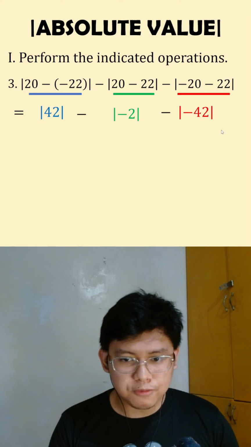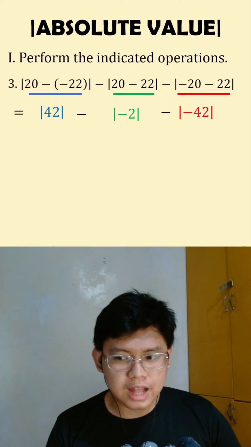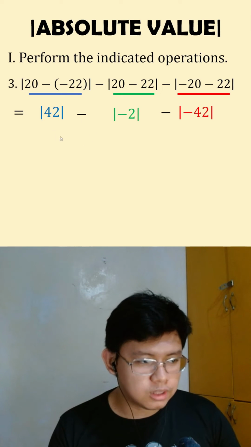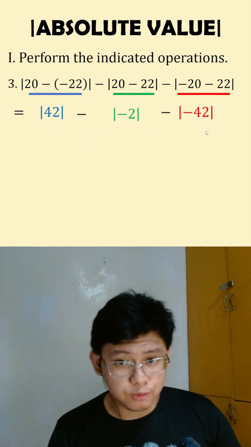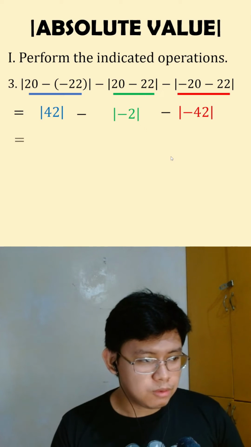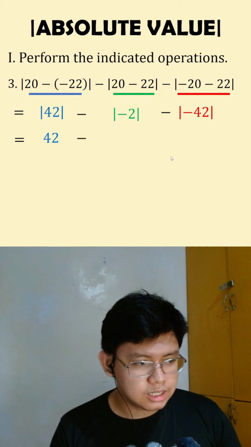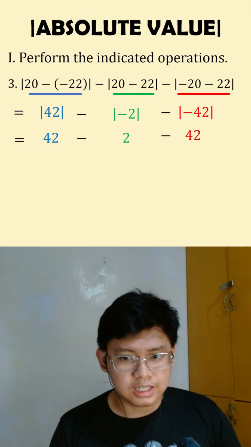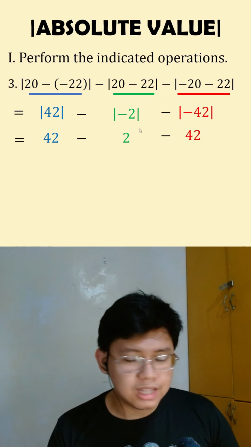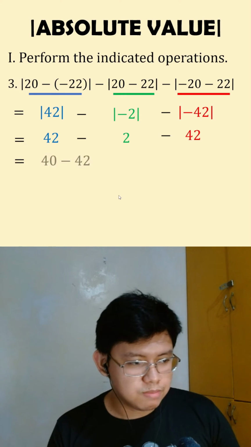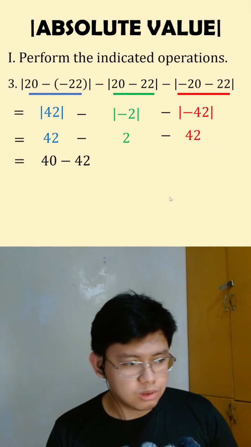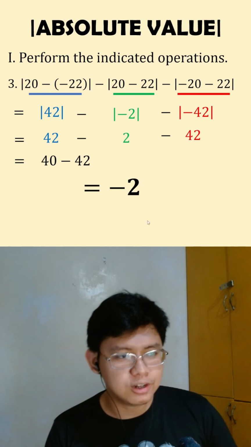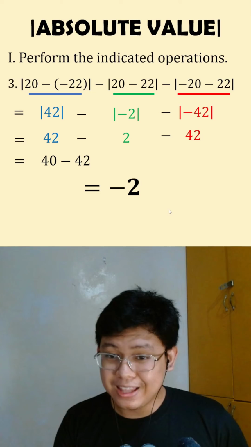Now, after simplifying yung nasa loob ng absolute value natin, ang susunod natin gagawin is to get the absolute value of 42, negative 2, and negative 42. So, we will have 42 minus 2 minus 42. So, let's subtract 42 minus 2. That will be 40 minus 42. That will give us negative 2. So, yung final answer natin for this expression will be negative 2.